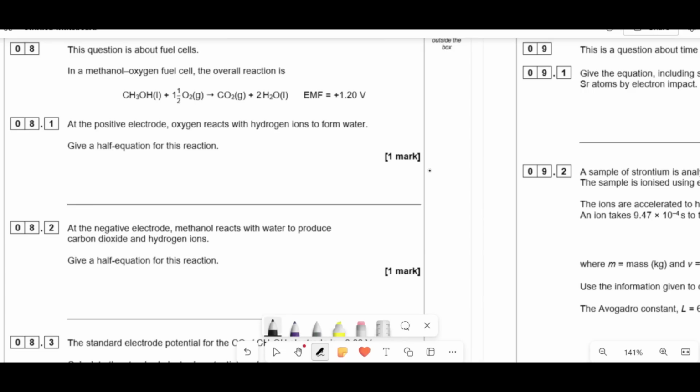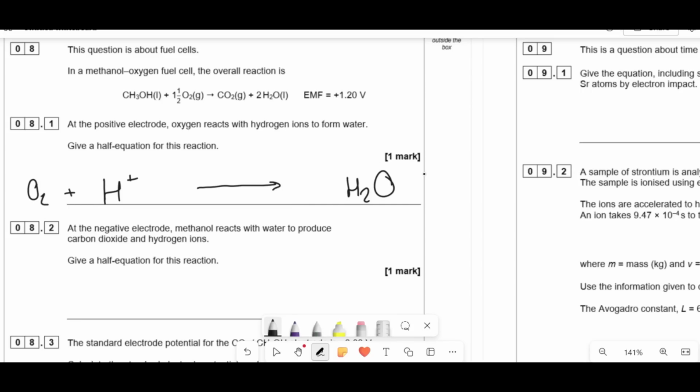In a methanol-oxygen fuel cell, this overall reaction is as follows. At the positive electrode, oxygen reacts with hydrogen ions to form water. Give a half equation for this. Again, unfortunately, there is an element of memory to this, but you can just look at the equation and what they've told you. They've told you that oxygen reacts with hydrogen ions to form water. So just put that in: O2, reacting with H+, makes water.